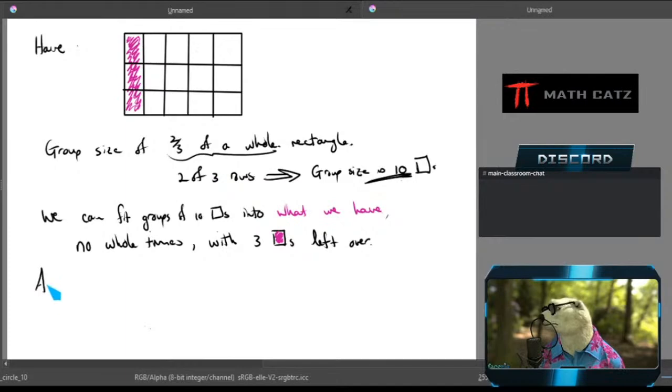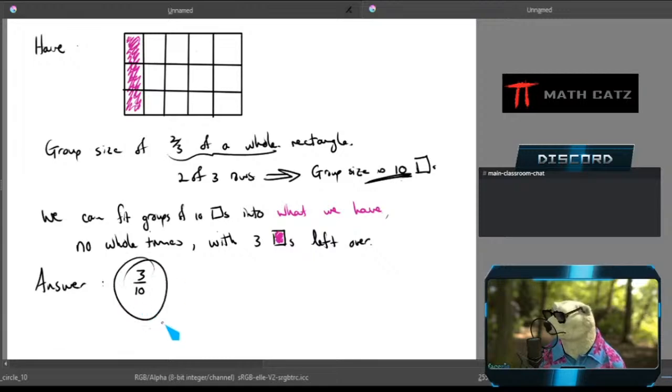So that's all we can do. My answer is therefore, I'm not going to write the zero in the mixed number. I couldn't fit it in at all. I just have left 3/10 of a group, and that is it. So how much of the group can I fit in? 3/10 of it. I have 3, but I need 10.